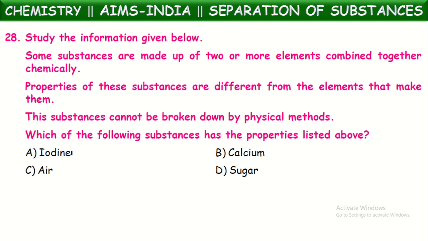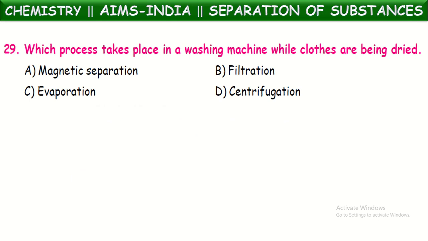We know iodine and calcium are elements, isn't it? These two are elements. Whereas air is a mixture of several gases. The only one, sugar, is a compound. In this, elements are combined chemically to form sugar, and these cannot be separated by physical means. So sugar is the only substance which satisfies all these properties.